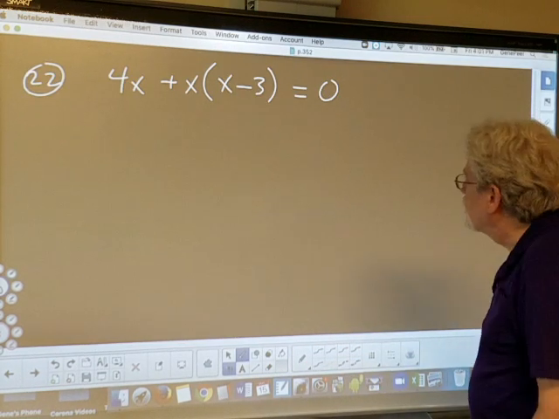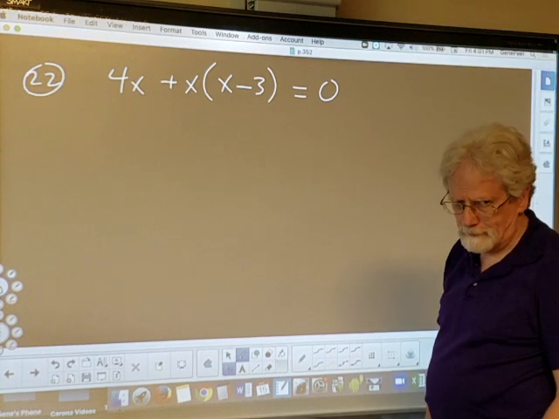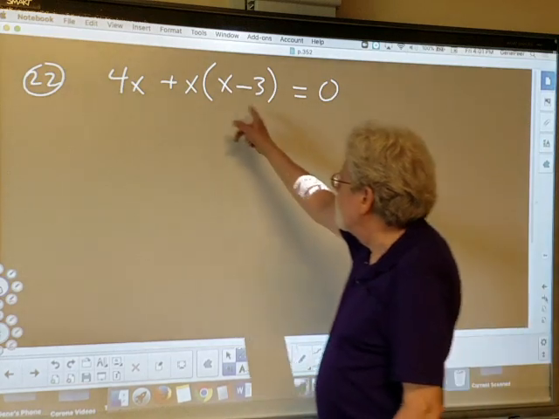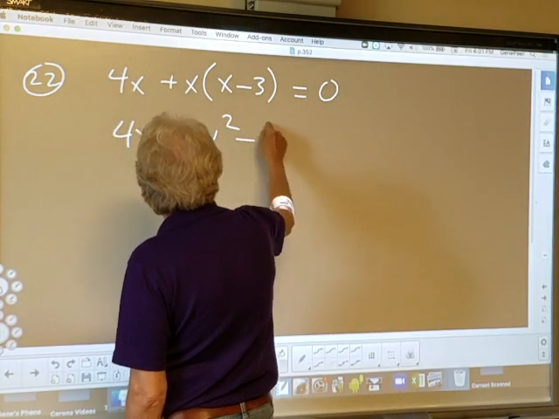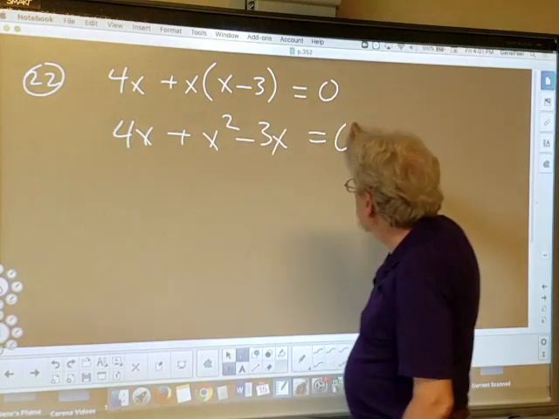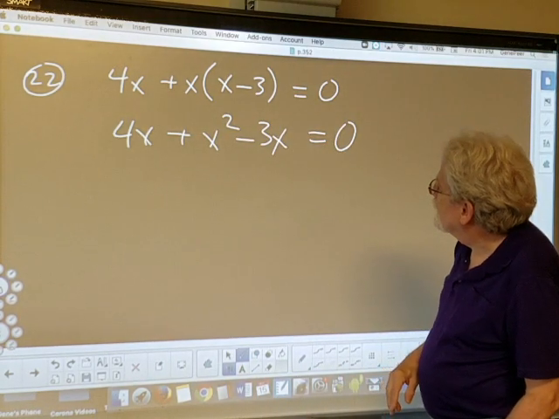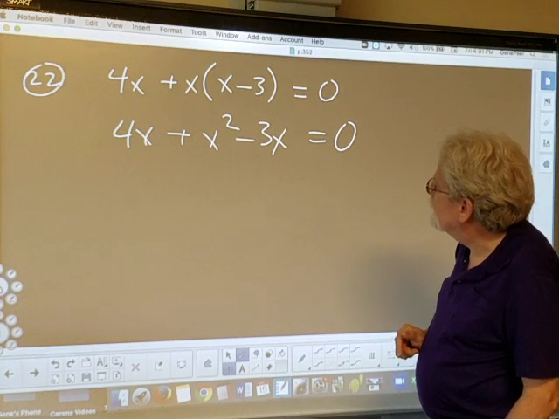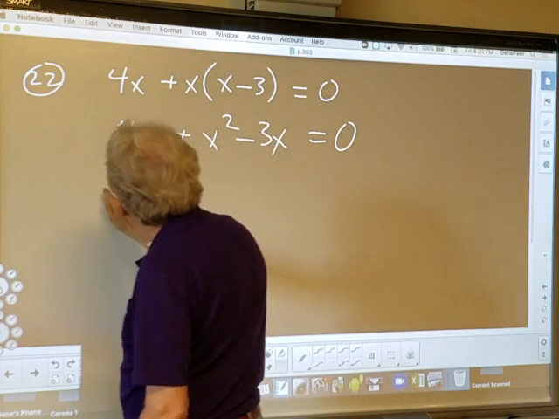22. Some of you may have looked at that and said, we've never done one like this before. Oh, come on. Let's multiply this out. 4x plus x squared minus 3x. And then let's put it in a more familiar form. Oh, this is interesting, because c is going to end up being 0 if I copied that correctly from the book.